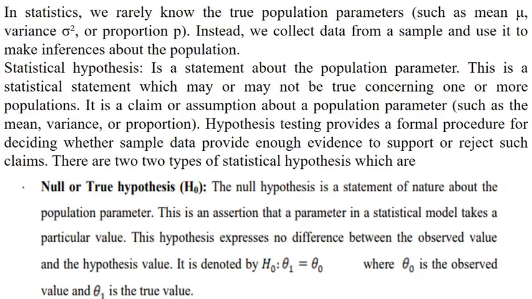Now, we rarely know the true population parameter. The population parameters are the mean, mu, the variance, sigma square, or the proportion, p. Instead, we collect data from a sample and use it to make inference about the population.